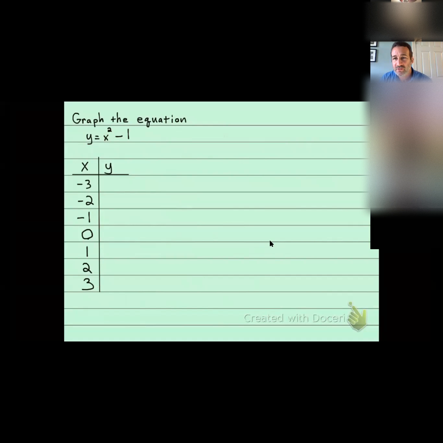I'll shrink this down to where I can only see myself. Okay, so the first one, x is -3. So we're going to plug it in. Y equals x squared minus 1. What we're plugging in for x is -3.